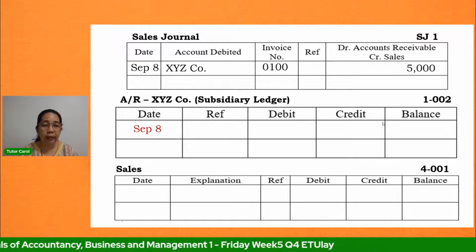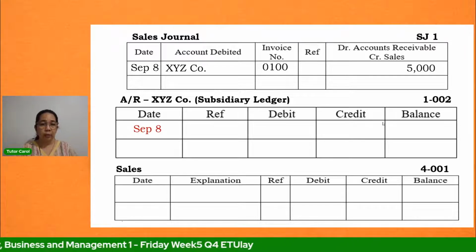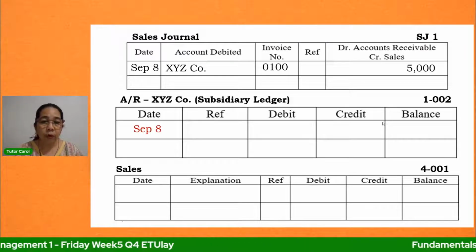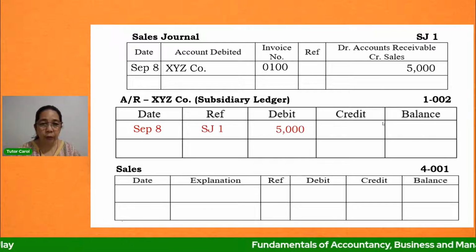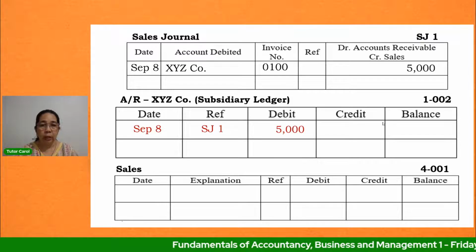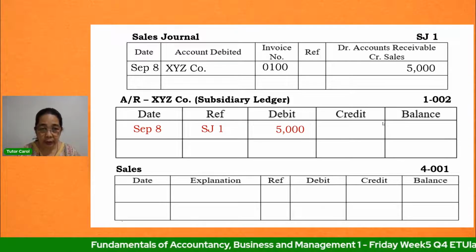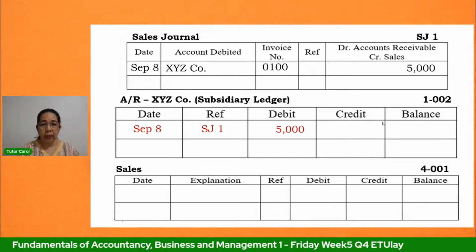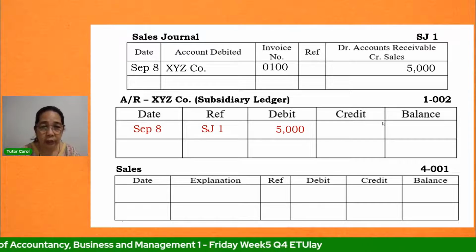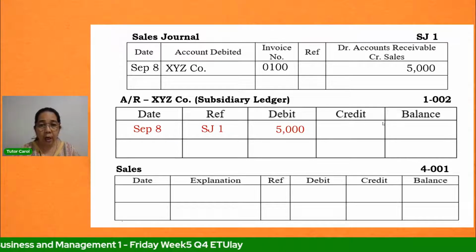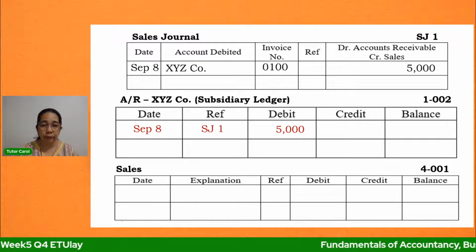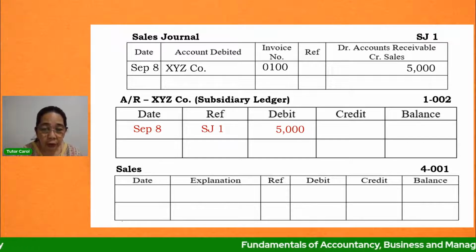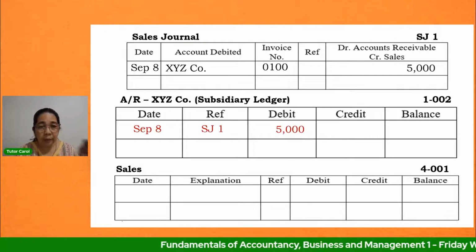Okay, September 8. And then, where does what you're writing come from? From SJ, page 1, amounting to 5,000 pesos. Debit, because accounts receivable. Okay, debit it here. You see in the sales journal, DR, accounts receivable. That means debit accounts receivable. Okay, you see, I'm no longer writing it, right?